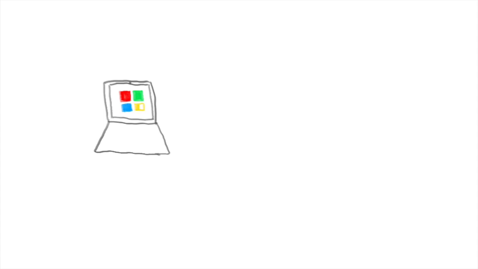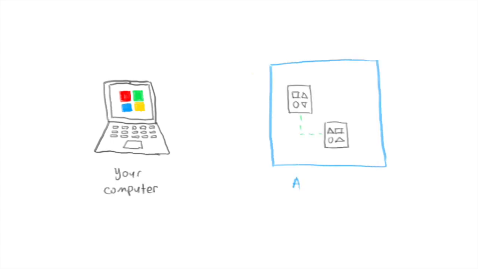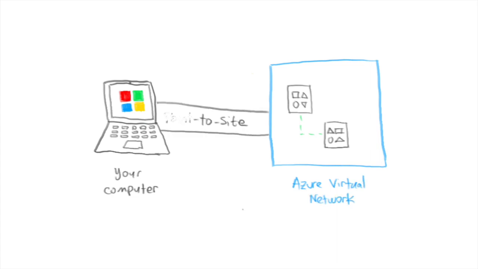VPN gateway also supports what is called point-to-site or P2S connections. Point-to-site connections allows you to connect, say, your computer to your Azure virtual network. Again, the traffic goes over the public internet, but because it is encrypted, it remains anonymous, safe, and secure. Why would I use P2S connections?